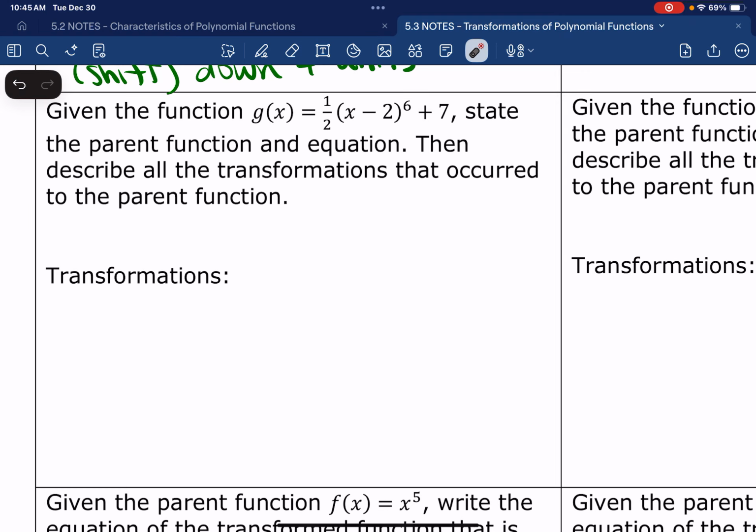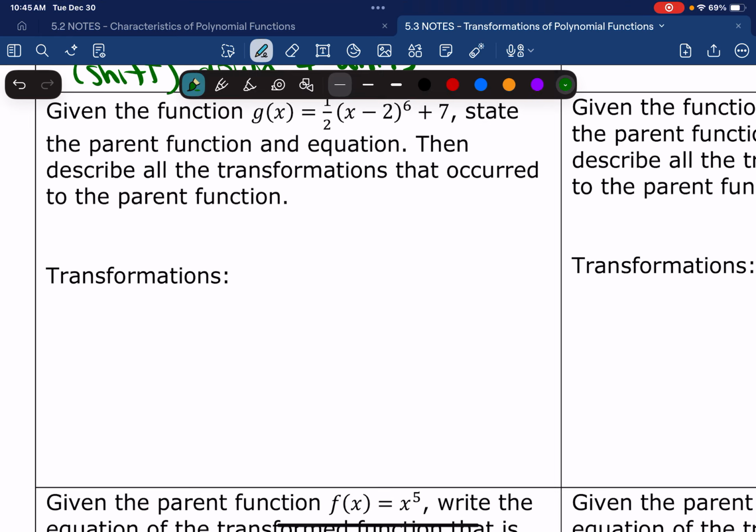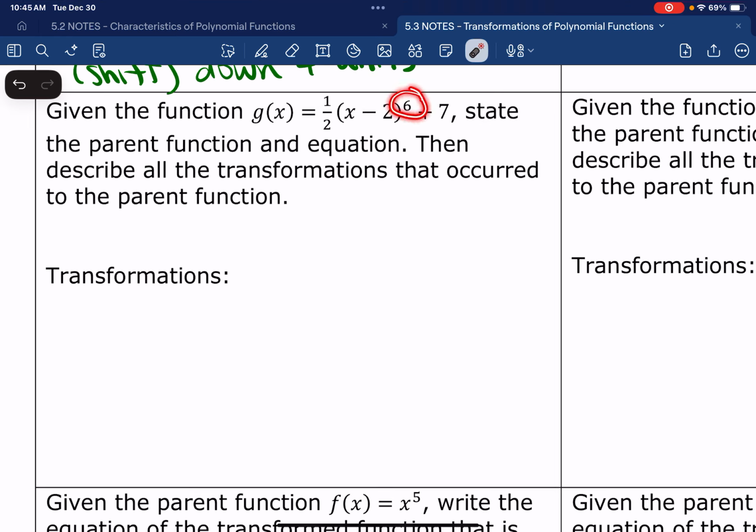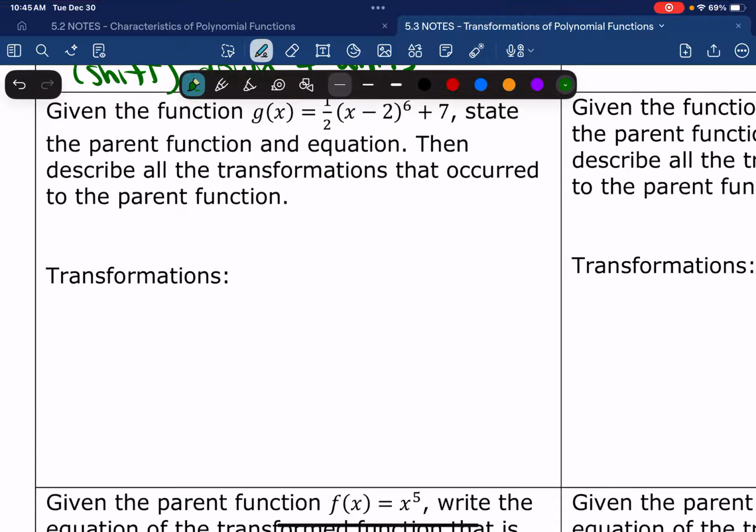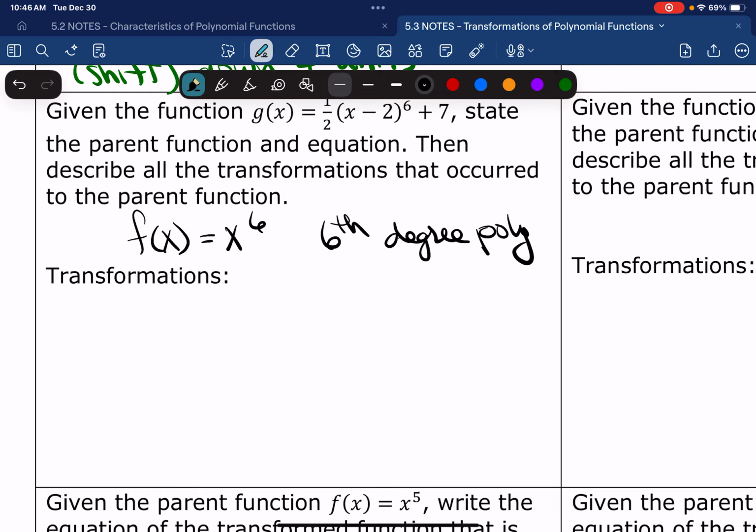All right, so given the function g of x equals 1/2 times x minus 2 all to the 6th power plus 7, state the parent function and the equation. So we're doing the same thing again. And I recognize that my exponent is a 6, so my parent function is just f of x equals x to the 6th power. And we're not going to use a specific name for that. It's just a 6th degree polynomial function.